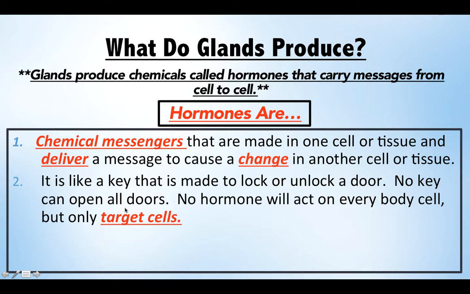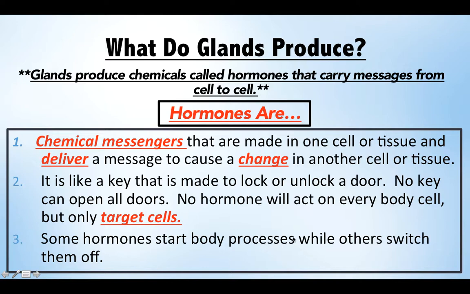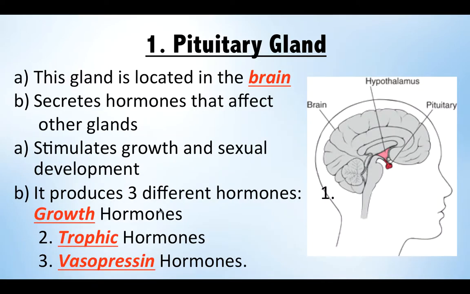And we know that groups of cells make up a tissue. So let's say a change needs to happen in your thyroid. Okay, different hormones are going to be sent to the thyroid with a message of what needs to be changed for the sake of the body. And so some hormones start body processes while others switch them off. So again, hormones are like a key. They only are sent to specific places called target cells. And they tell those cells what to do, whether they should start producing something or if they should stop producing something, something of that sort. So let's go ahead and talk about our first gland, which is called our pituitary gland.